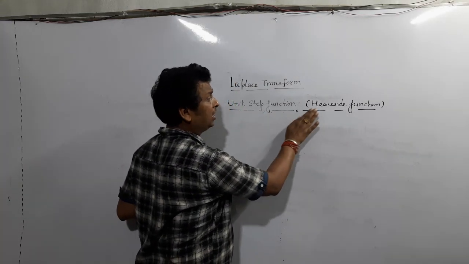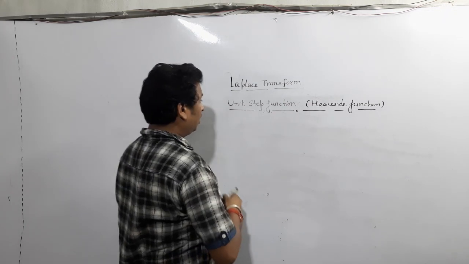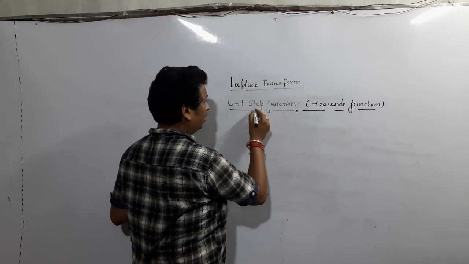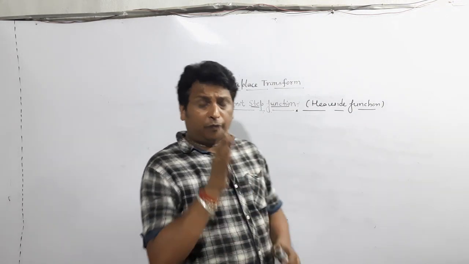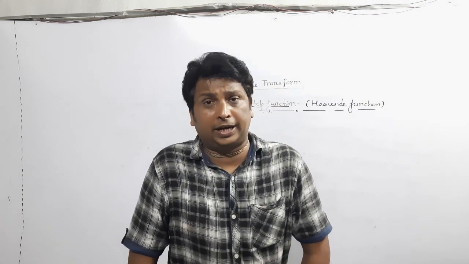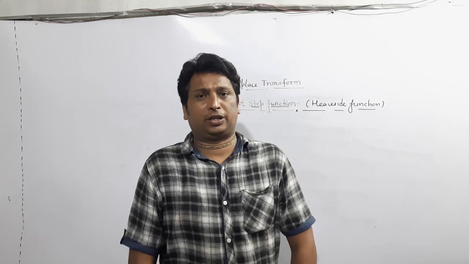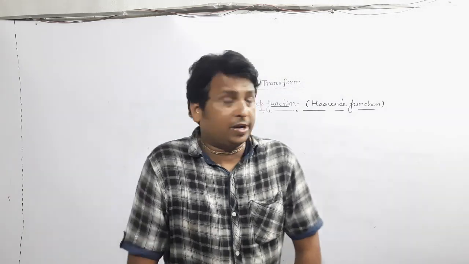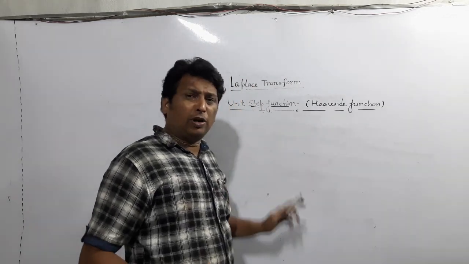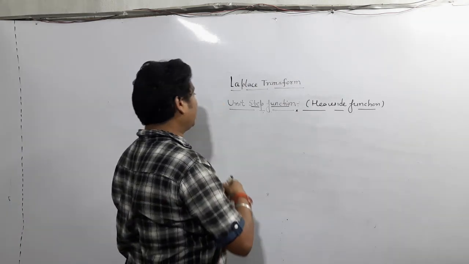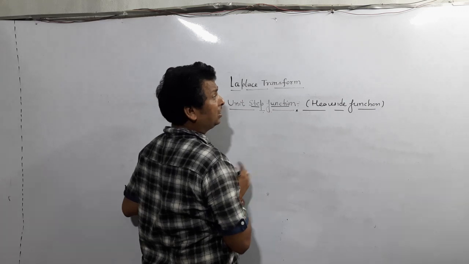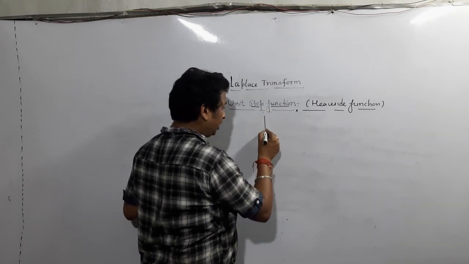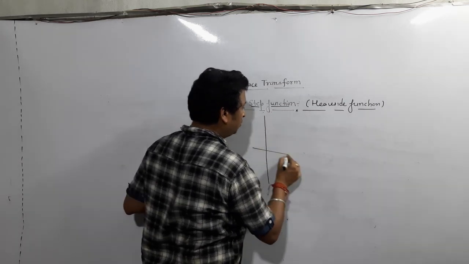It is also known as the Heaviside function. How is it defined? What is the meaning of a step function? A function whose value is constant throughout the subinterval is known as a step function. And what is unit? Unit means value 1. So it is a function whose value is 1 and becomes constant throughout the subinterval. So how it is defined, I will tell you.